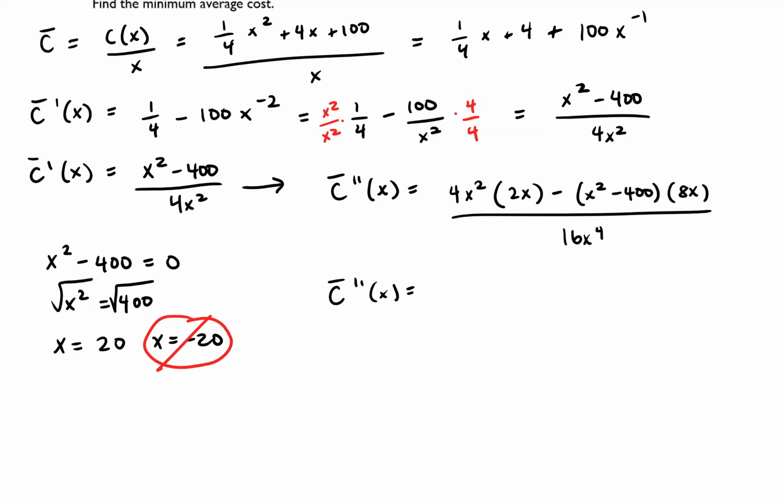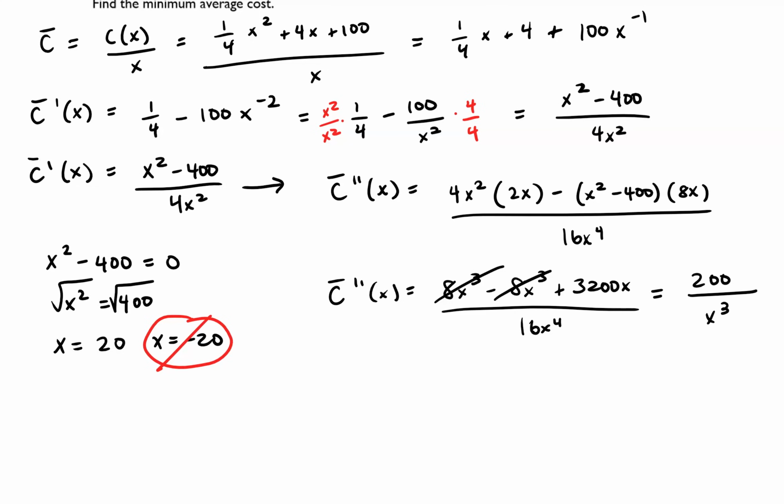So if we do some simplification, we would get 8x cubed minus 8x cubed plus 3200x over 16x to the fourth. These first two terms will cancel out, and 3200 divided by 16 is 200, and the x in the numerator will cancel with one of the x's in the denominator, so our final second derivative function will be 200 over x cubed. And if we evaluated this at x equals 20, that would be 200 over 20 cubed, which is some positive number. So our graph would be concave up, and we have a relative minimum, which is what we wanted.